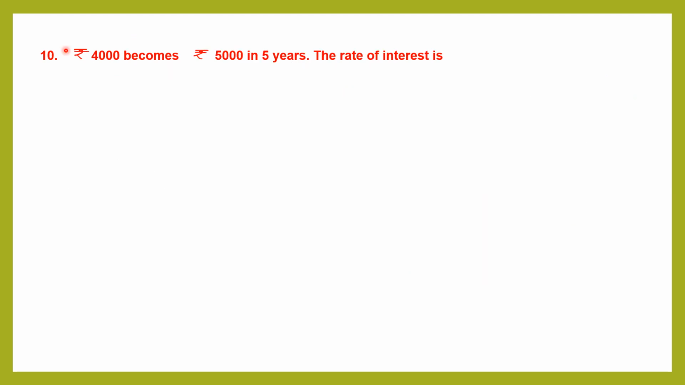Question 10. 4,000 rupees becomes 5,000 rupees in 5 years. So 4,000 rupees is the principal. Becomes something means it's the amount. So principal, amount and time. Now we have to find the rate of interest. So the principal is given to us and that is 4,000 rupees. The amount is given to us, that is 5,000 rupees. We are also given the time, that is 5 years. Now we have to find the rate of interest.